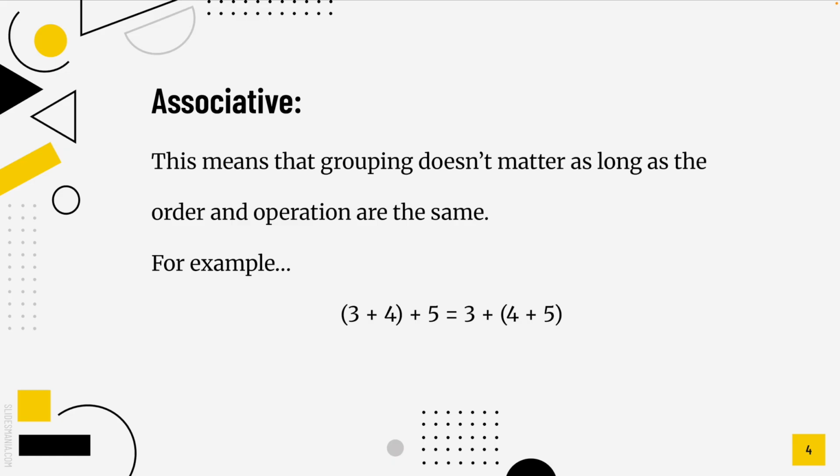The associative property says that grouping doesn't matter as long as the order and operation are the same. So for example, if I have 3 plus 4 plus 5, and I put brackets around 3 plus 4, or I put brackets around 4 plus 5, I end up with the same answer.